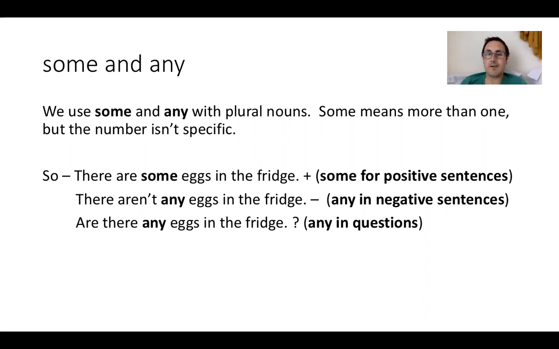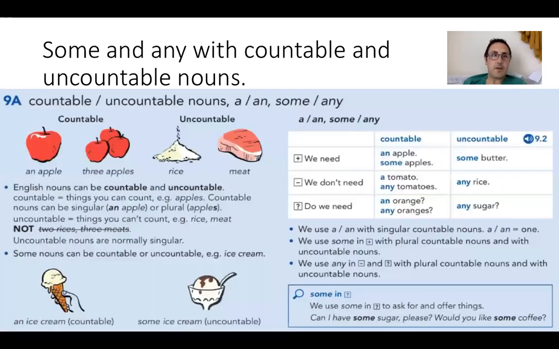That's it. Okay. Now, we have this. Some and any with countable and uncountable nouns. So, English nouns can be countable and uncountable. So, basically, 1 banana, 2 bananas, 3 bananas. 1 bottle, 2 bottles, 3 bottles. 1 person, 2 people, 3 people. Basically, if something can be counted, it's a countable noun. Like if you can say 2, 3, 4, and whatever that is, it's countable.